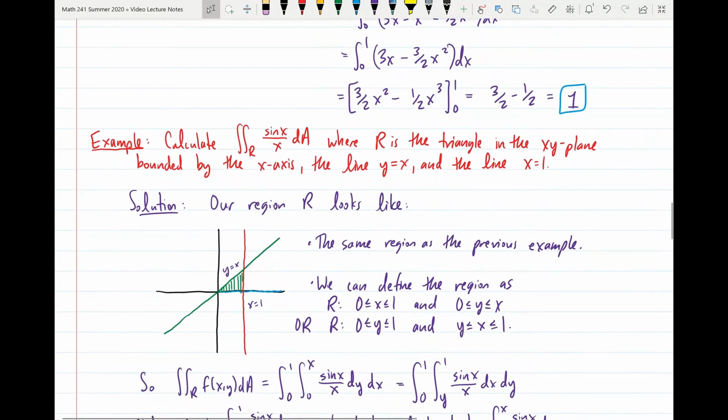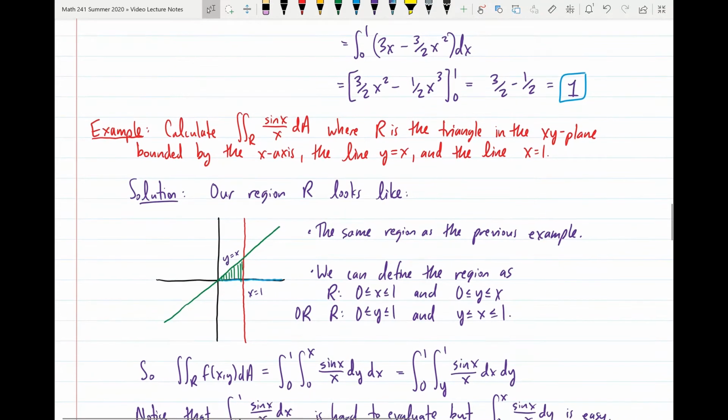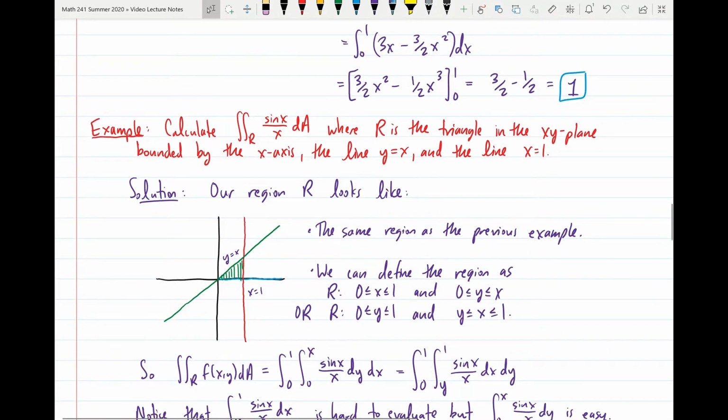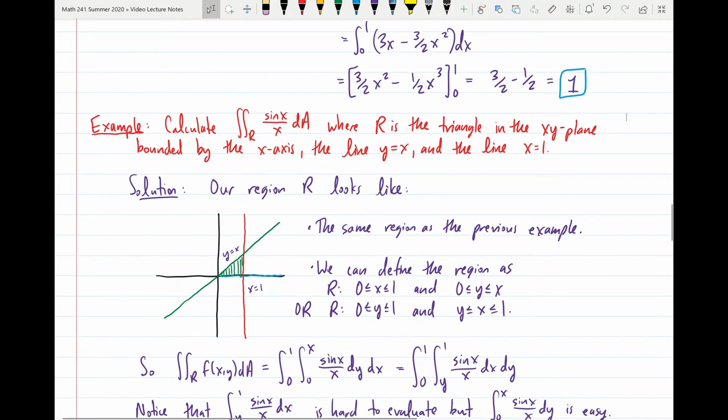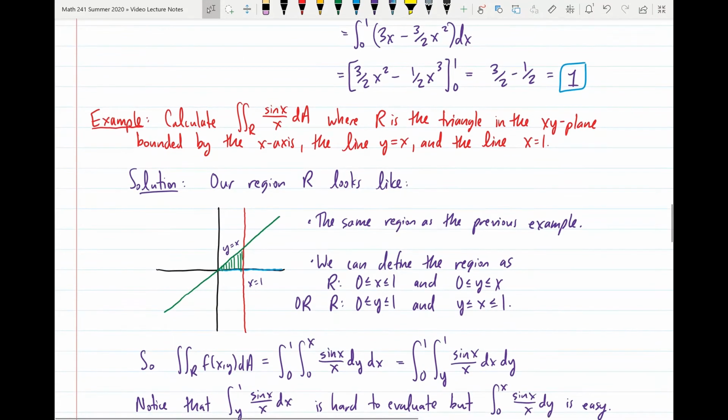The goal of the next example is to show that sometimes, even if you can integrate with respect to x first or with respect to y first, you should be wise about which one you choose. Sometimes the integration will be significantly easier if you choose one over the other. So in this case, we want to calculate the double integral over the region R of the function sine of x over x, where R is the triangle in the xy plane, bounded by the x-axis, the line y equals x, and the line x equals 1.